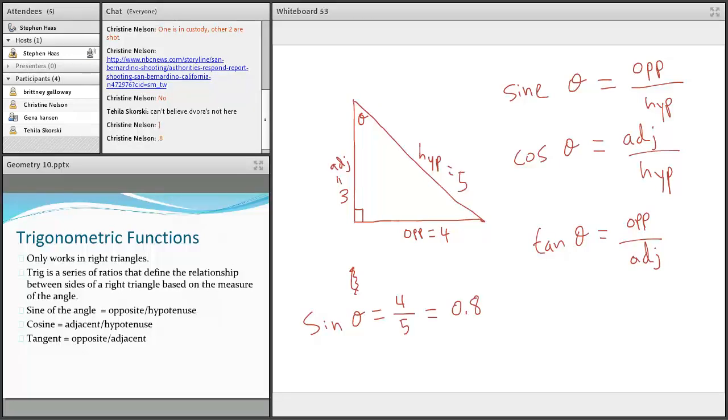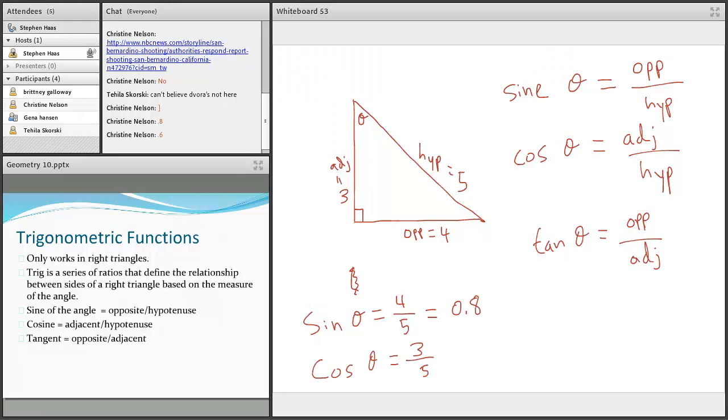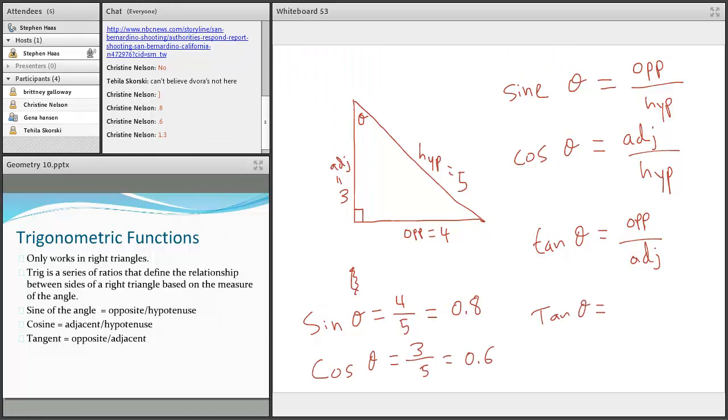Excellent. What is the cosine of theta going to be? Well, the adjacent side is 3. The hypotenuse, once again, is 5. So this time it's 3 divided by 5, which is 0.6. And then you have the tangent of theta, which is opposite, which is 4, divided by 3, which is 1 1/3. So we'll call it 1.33. So those are the relationships between them.